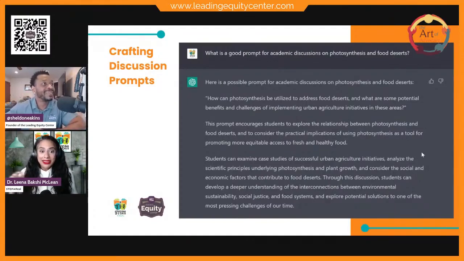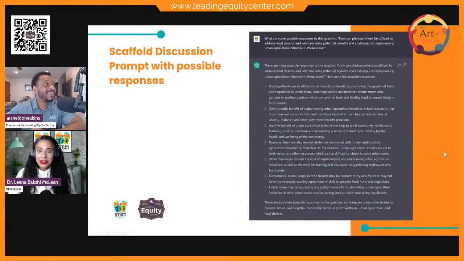Exactly. And then when we go on to the next slide, let's say that students are completely stumped. A teacher or whoever can say, oh, well, they can just use ChatGPT to answer the prompt. You're right, they can. What are some possible responses to this question? How can photosynthesis be utilized? And you see all of the possible responses. So going back to the question, well, what if they just use ChatGPT to come up with their responses? Why not? I mean, wow, yes, please keep going. Go ahead and keep answering.